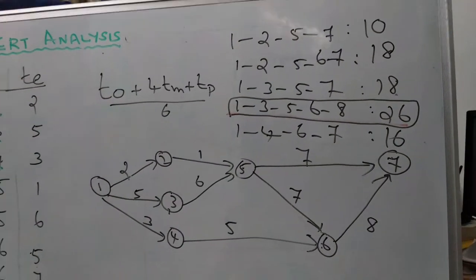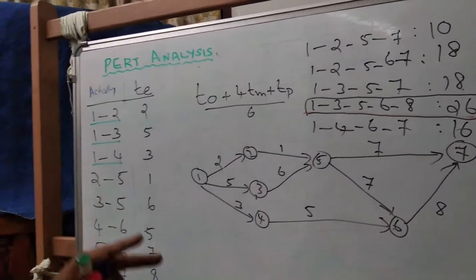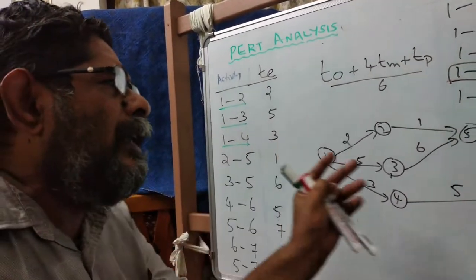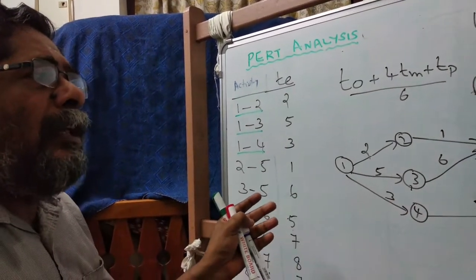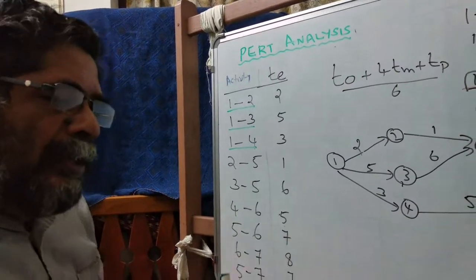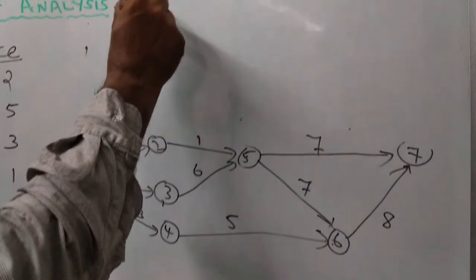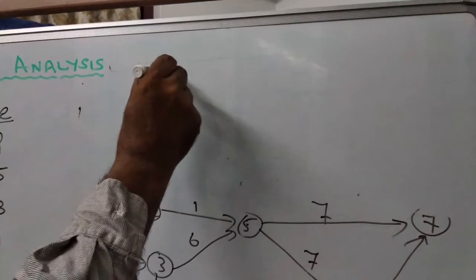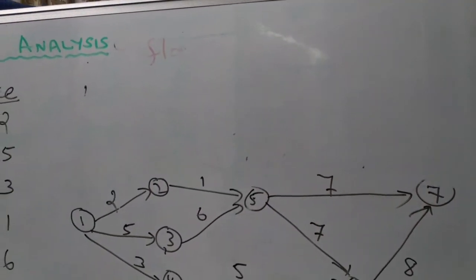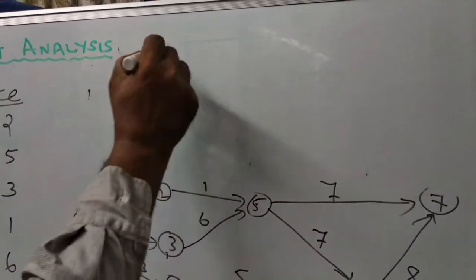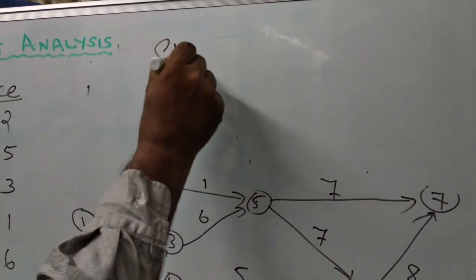For calculating the critical path, we have one more method, that is calculating the forward event time and the backward event time. Then we are going to calculate float, that is, the difference between forward and backward event times.